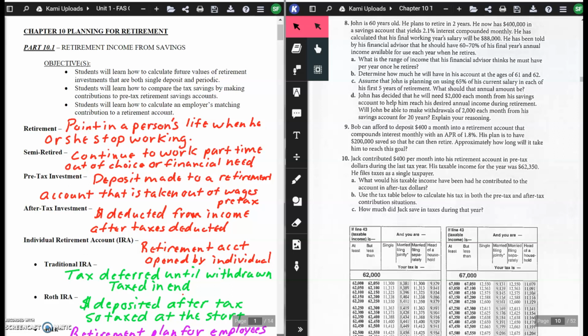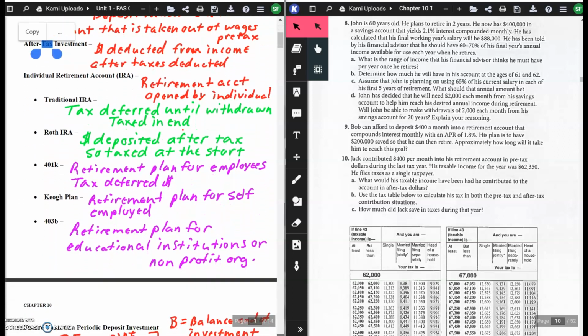Semi-retired is when someone retires from their main job but may work part-time somewhere else. Pre-tax and after-tax investment. Pre-tax is a deposit made to a retirement account that is taken out of wages pre-tax. So before they take tax out, they take out any retirement investment that you make. After tax, this is money deducted from your income after taxes. So you can't be taxed twice. So you're either going to be taxed at the beginning or at the end, depending on when you set up your account. Types of accounts.